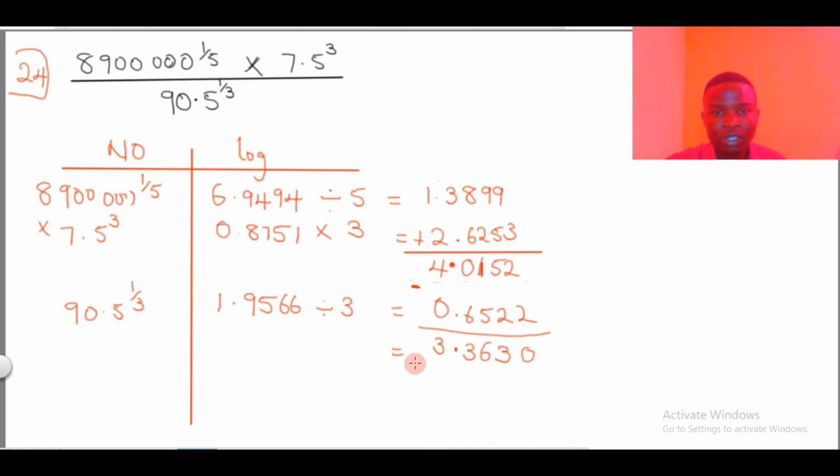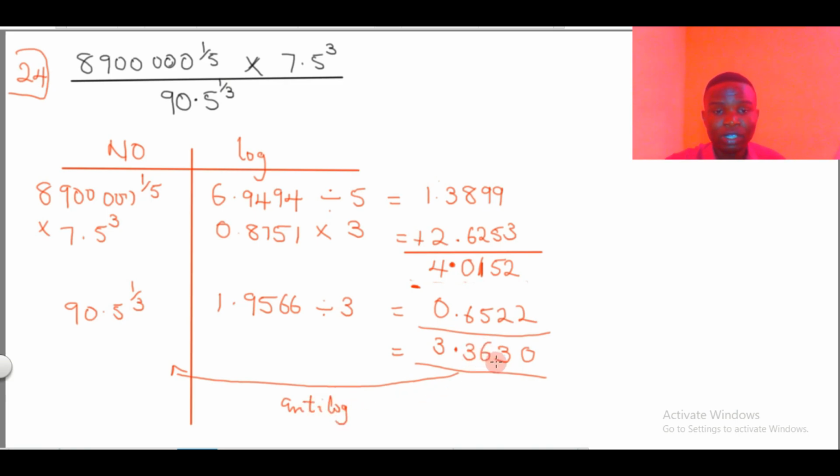So this is the log value of 8,900,000 raised to the power of 1 over 5 times 7.5 raised to the power of 3 divided by 90.5 raised to the power of 1 over 3. So this is the log value of this entire expression. So having done this, the next thing is to look for the antilog of this number so that we can get the real value. So here we are going to look for the antilog of this number.